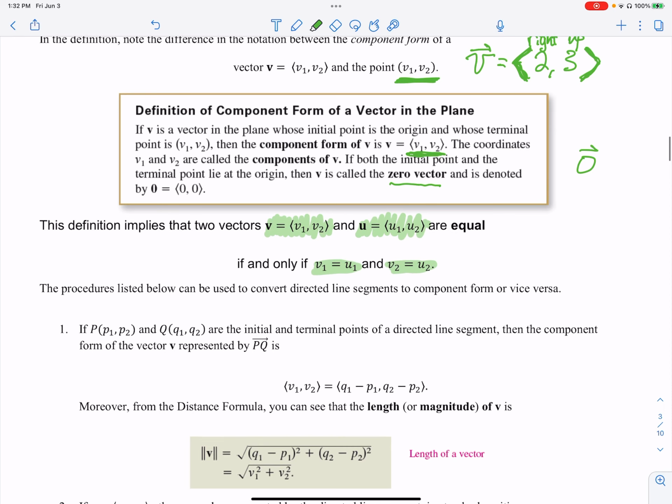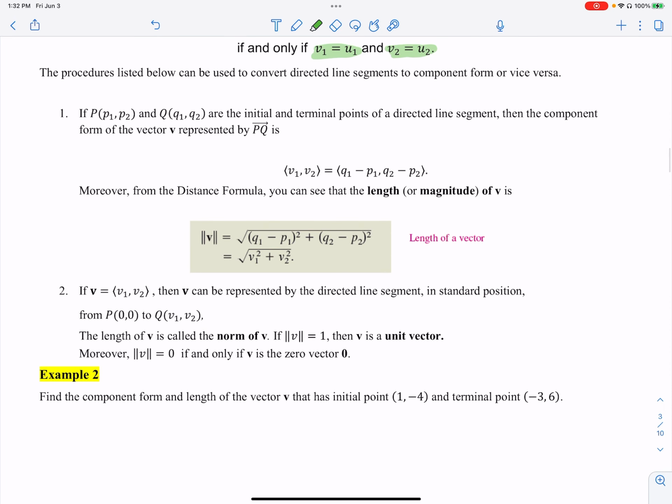The procedures listed below can convert line segments to component form or vice versa. So let's talk about what they're talking about here. We have an initial point P. We also have a terminal point where it stops, Q. So we have an initial point and a terminal point. To find a vector, I just need to know how much it jumped from the first point to the second point. Well, how I determine that is I just subtract.